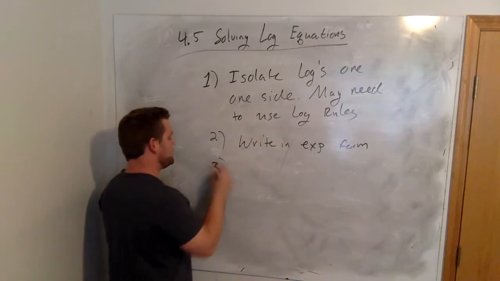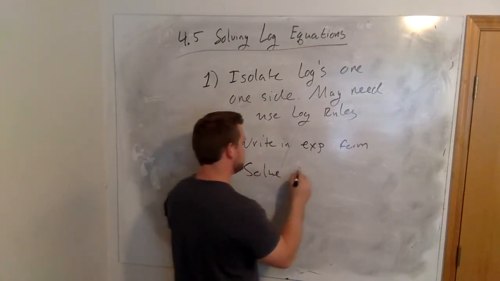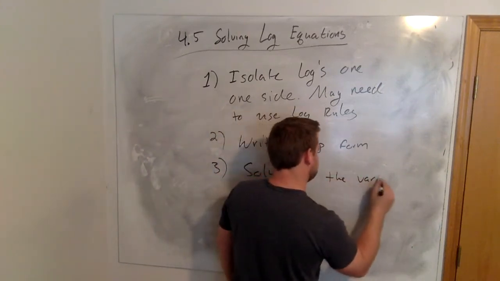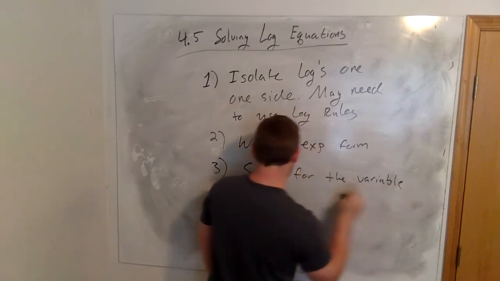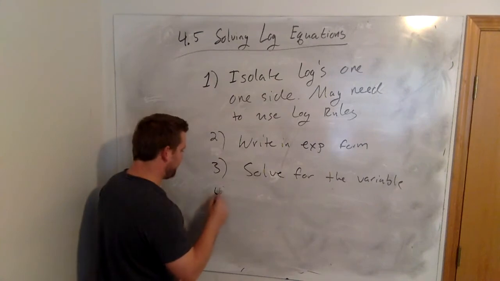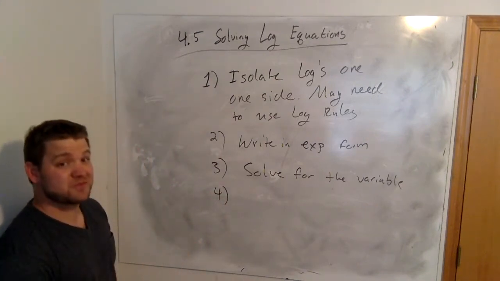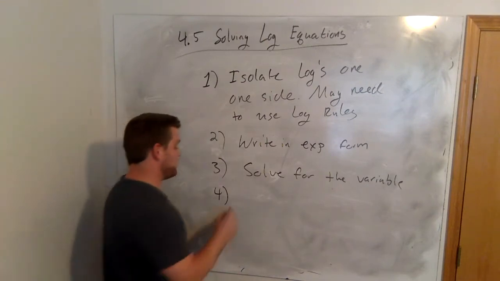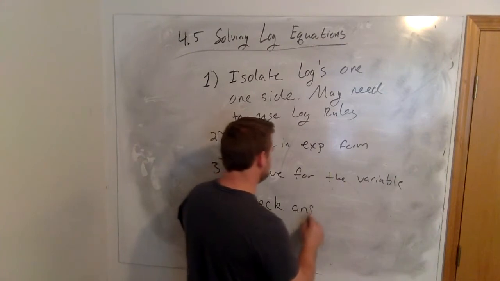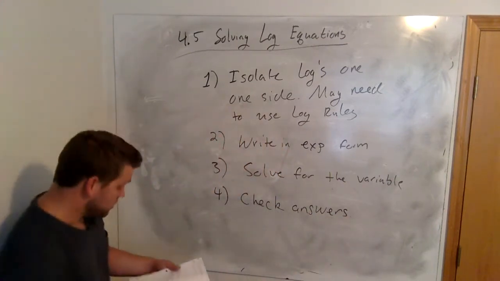Three, we are going to solve for the variable. And four, we need to be very careful when solving logarithms because logarithms have specific domain restrictions, so you're always going to want to check your answer. Okay, let's do some examples.